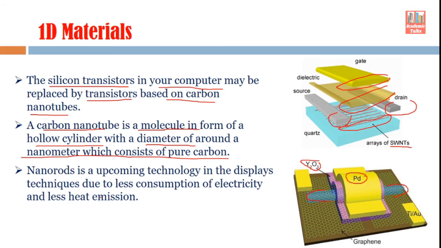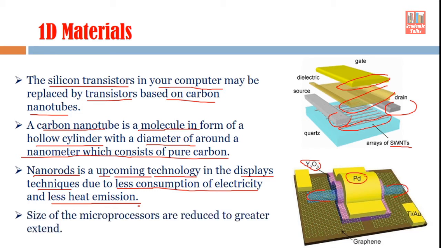Now, these kinds of nanorods are being used not just for implementing MOSFET devices, but in many upcoming technologies, for example, in display devices. The reason for this is that these nanowires or 1D materials consume less power and they emit less heat. So these are some of the benefits offered by 1D materials, or you can say nanorods. They are also called nanorods because their diameter is of nano order.